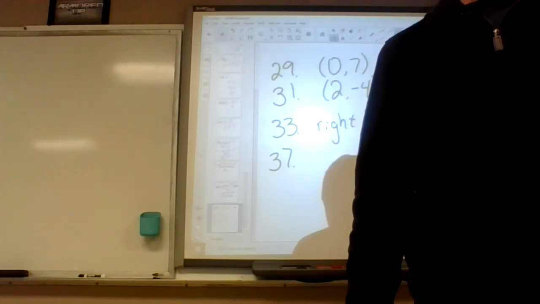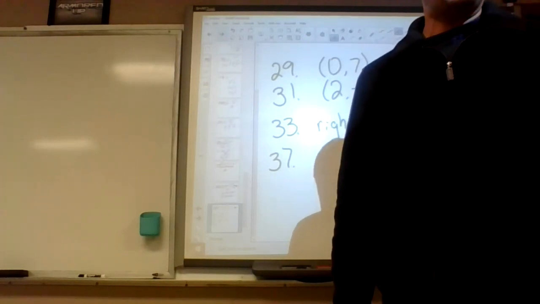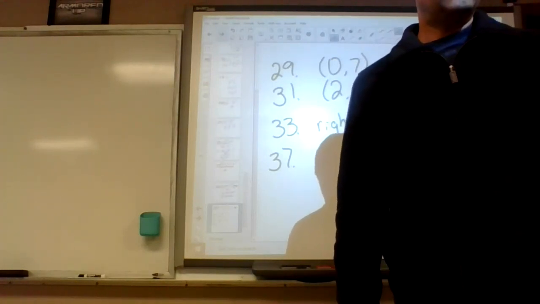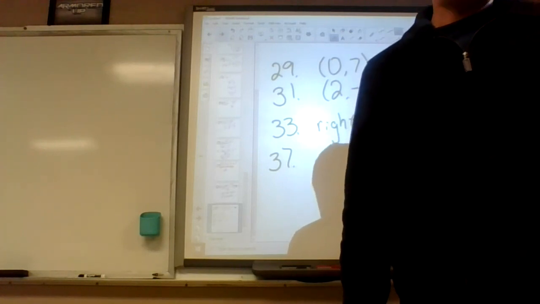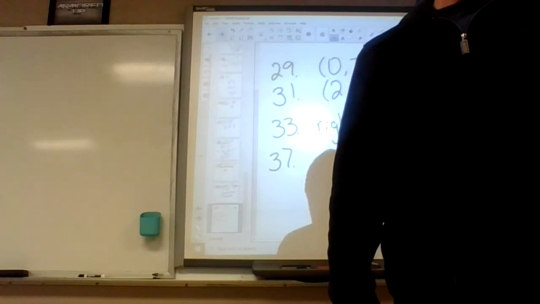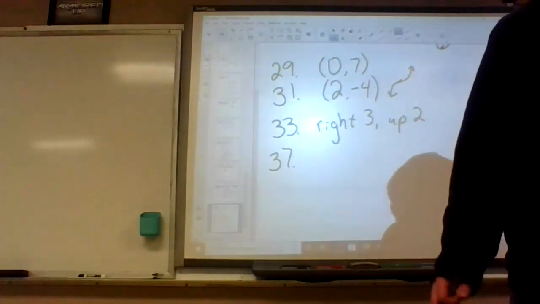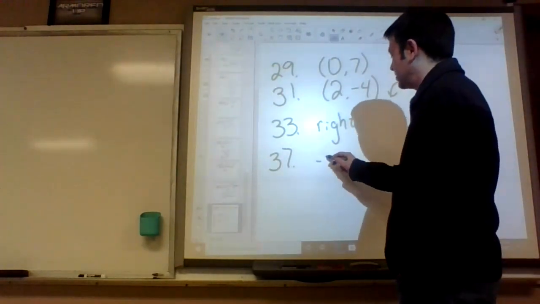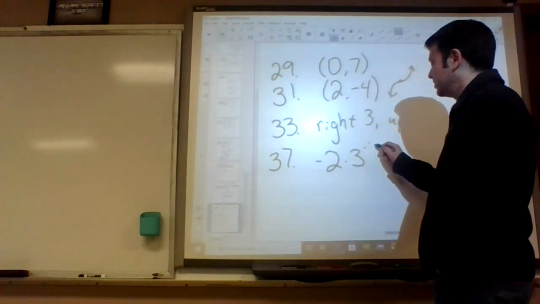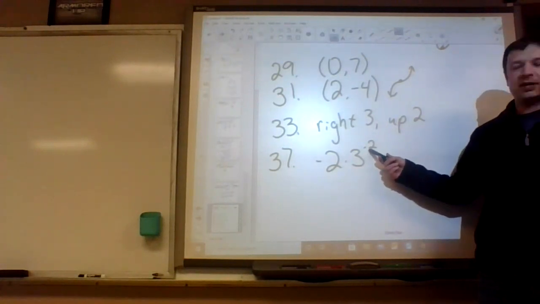37. Evaluate. I don't even need to help you with this. What does that mean on 37? Plug it in. Negative 2 times 3 to the x, with x equals negative 2. So it's negative 2 times 3 to the negative 2. Let's try this without a calculator. It says evaluate with x equals negative 2.